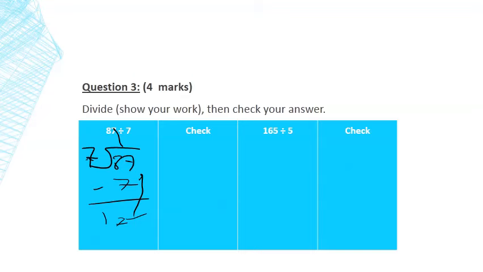What's the number that we multiply by 7 that gives 17? Nothing. The closest number to 17 is 14. 2 times 7 is 14. 17 minus 14 is 3. So the remainder is 3. Let's check our answer, Kareem.